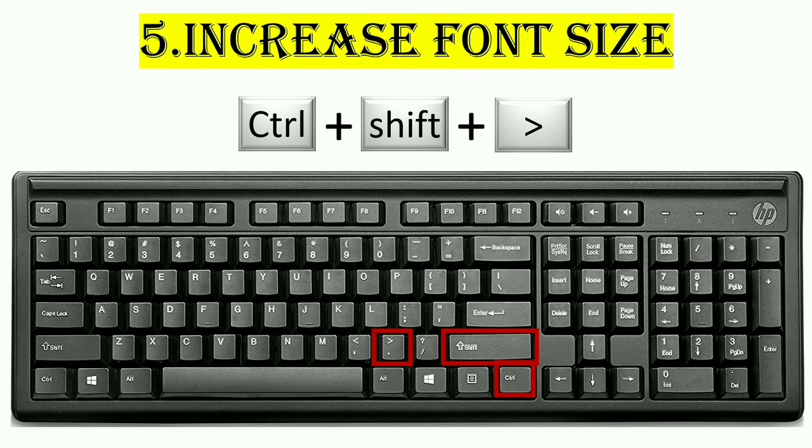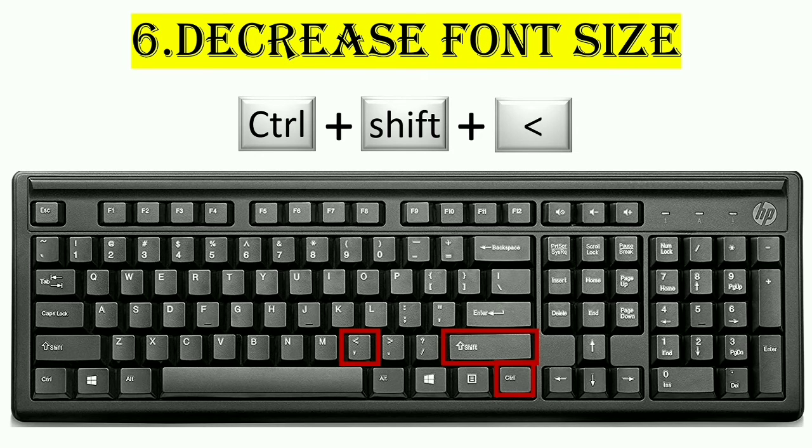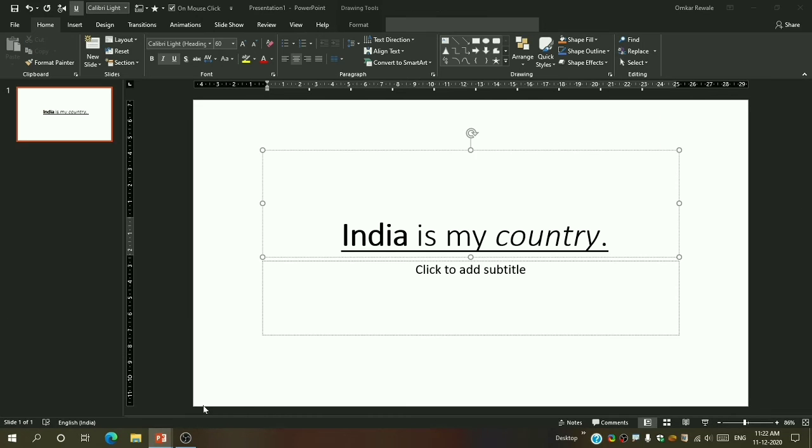The fifth one is increase font size. We will see the fifth and sixth simultaneously. The first is increase font size, and the shortcut key is Control plus Shift plus greater than sign. For decrease font size, the shortcut key is Control plus Shift plus less than sign. Let us see this.